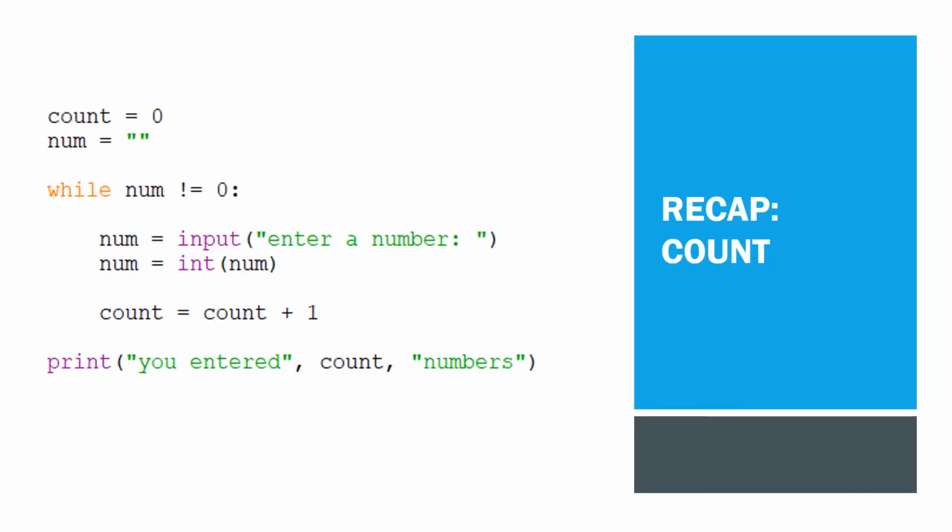So let's quickly recap. Here's a program that counts the number of iterations of a loop. Numbers are entered one after the other. The loop will stop when 0 is entered, and a counter variable called count in this instance increments every time the loop repeats.